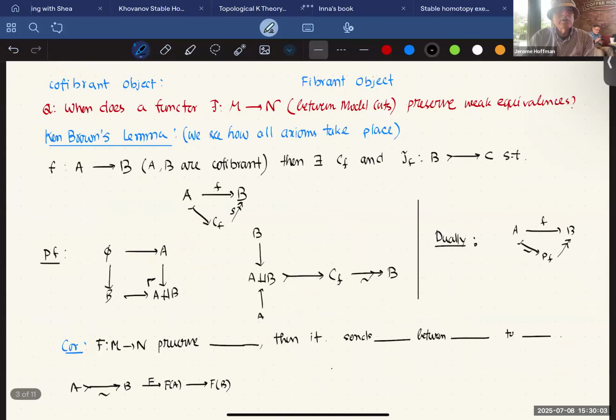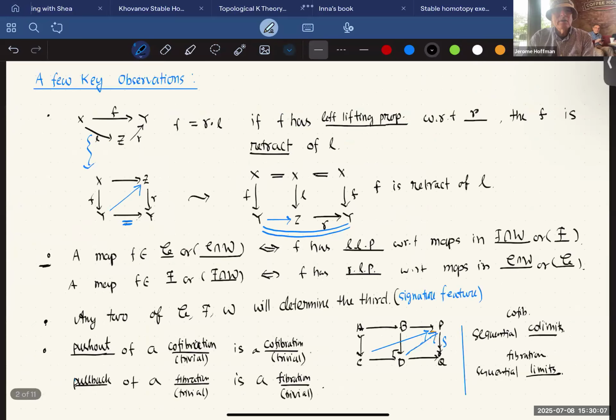May I ask a question? Yeah. Go back one slide. So you say any two of C, F, and W determine the third. How do C and F determine W? Yeah, so from C and F, you will determine C intersection W, and from F you will determine F intersection W, right? Now you use this feature. Let's write this down here.